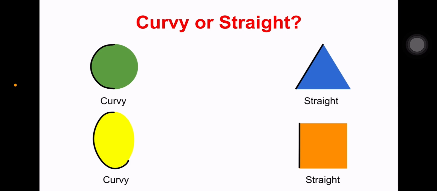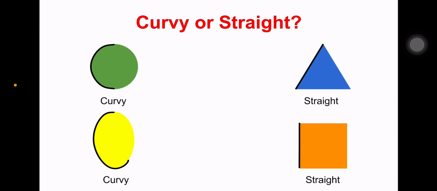Now, let's look closely at lines. Notice how some lines are curved, like in a circle or an oval. Those lines are round and swooshy, like a roller coaster. Other lines are straight, like the sides of a triangle or the edge of a book, like a square.